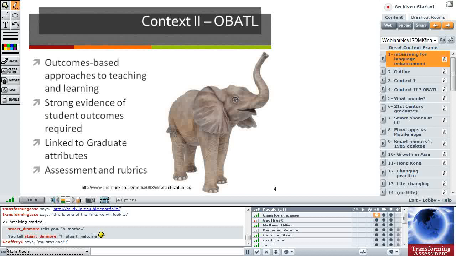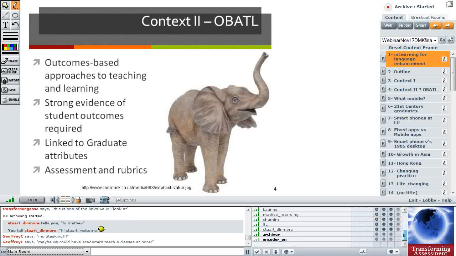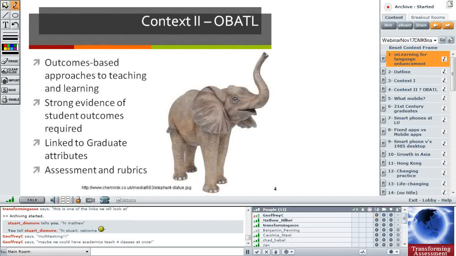First of all, in our context, we are faced with massive changes in Hong Kong at the moment. And this is OBATL, outcomes-based approaches to teaching and learning. The reason I've got an elephant there is because this is my virtual elephant out there in the environment, my virtual assessment elephant, because one of the things that is required is that we have strong evidence of student learning outcomes. These outcomes have to be linked to the graduate attributes, and they're very untidy things to look at evaluating and measuring. So the giant elephant in my particular part of the world, my Asian elephant, is this assessment issue. How do we assess for these graduate attributes?